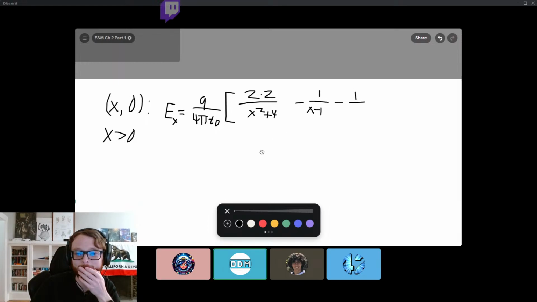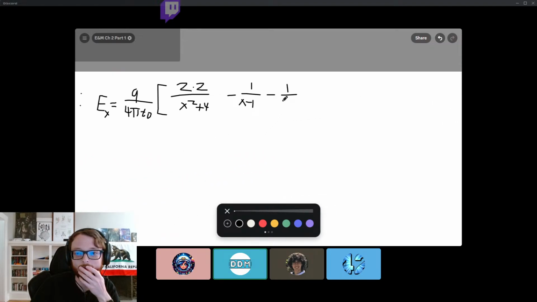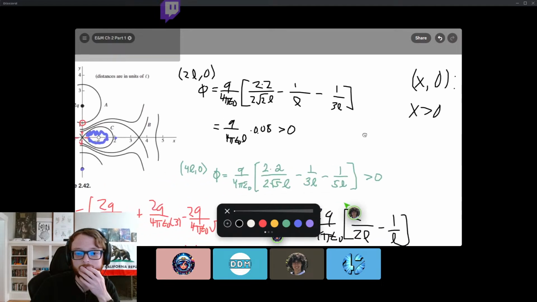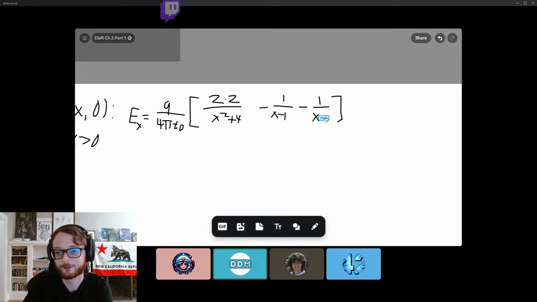The x minus 1 is for the closer negative charge. And the farther one, I guess, would be x minus 3? X plus 3? X plus 1. Oh, plus 1. Yeah, that makes more sense. Where did minus 3 come from?